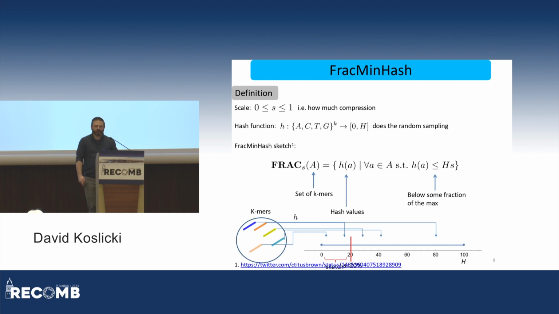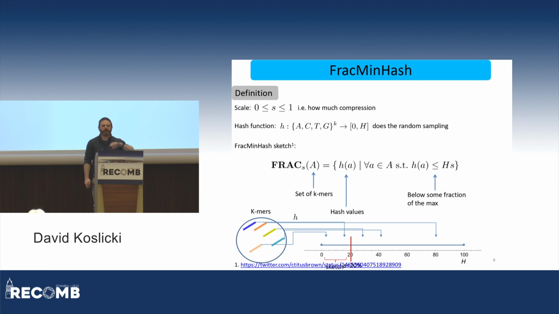And then our FracMinHash sketch, which, by the way, this sort of idea that I'm going to present, lots of people were sort of coming up with this similar sort of thing at the same time. So we all got together on Twitter to figure out what are we going to all call this, because we were calling it scaled minhash or fractional minhash or different things like that. And so we collectively decided FracMinHash, and you can go follow the Twitter thread if you want. But basically, this here is a sketch associated to a set of k-mers. And it's going to be the set of all hash values of those k-mers whose hash value is some fraction s below the maximum value of my hash function.